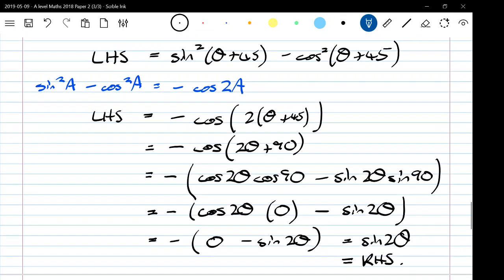A number of you expanded sine (theta plus 45) and cos (theta plus 45) correctly, and then squared those expansions, and then collected like terms together, and that produced the same result and was just as good a way of doing it. So fine, whichever way you choose to do that. And that's good, so that's maths.